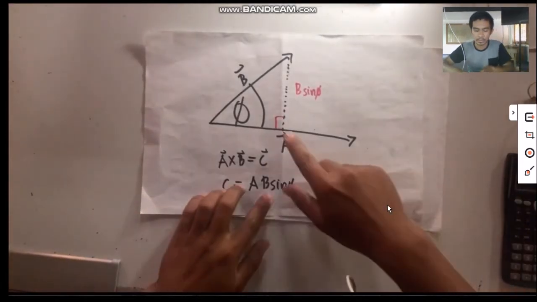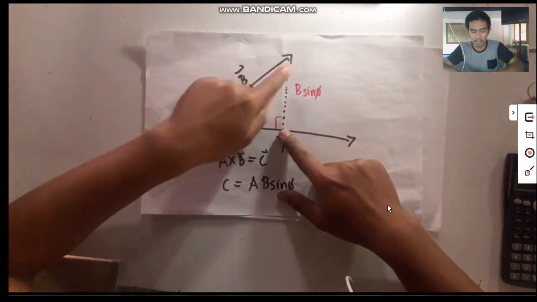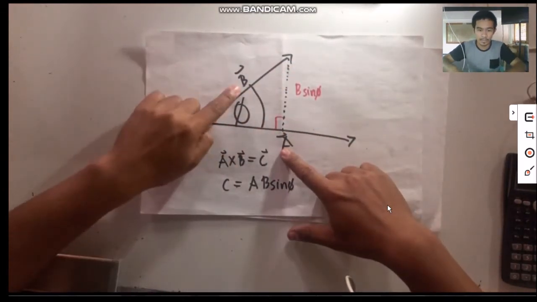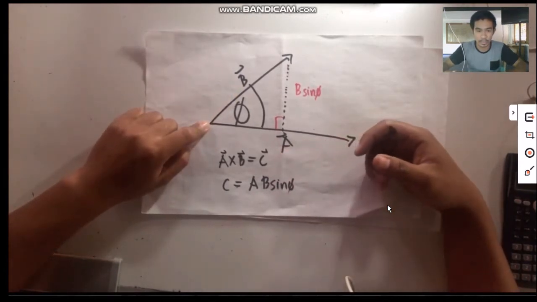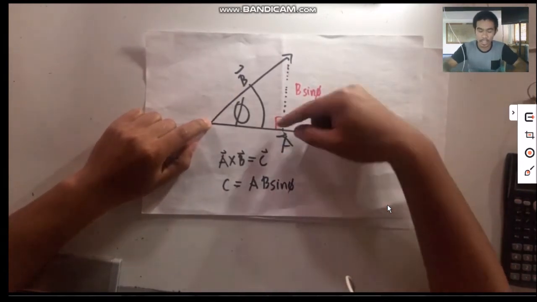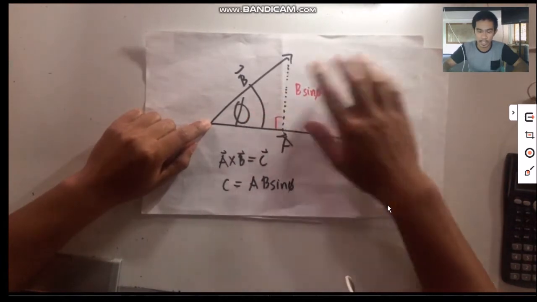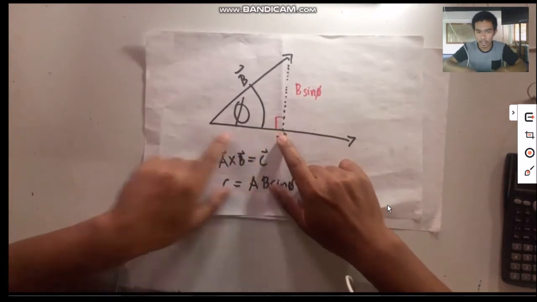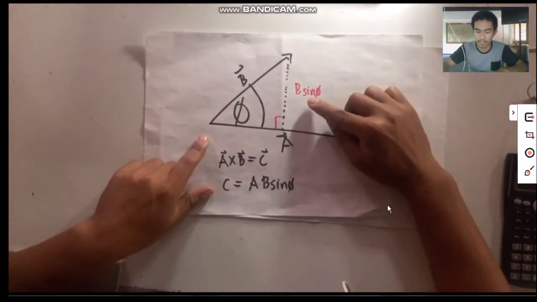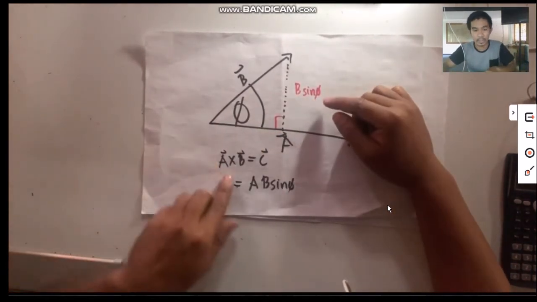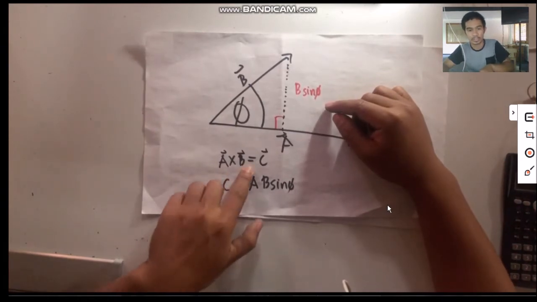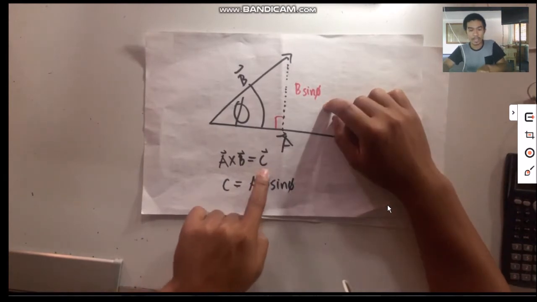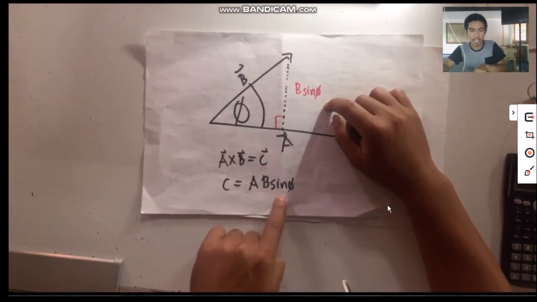So here are the given vectors, vector A and vector B. The tails of these two vectors are at the same point, and the angle between them is phi. What is the component of vector B that is perpendicular to the direction of vector A? That is B sine theta. If vector A cross vector B equals vector C, then the magnitude of vector C equals AB sine theta.